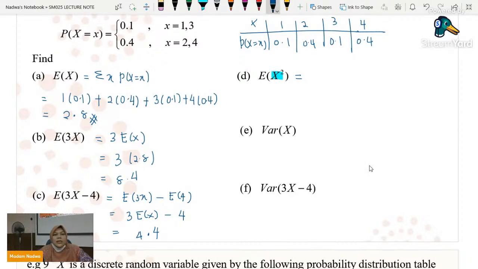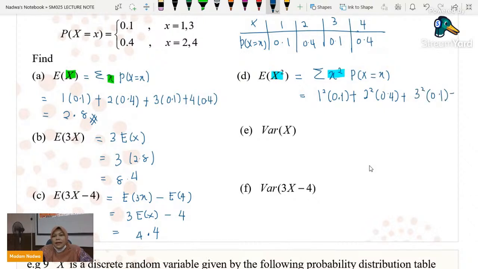So kalau tadi summation of X darab dengan P(X = x) untuk E(X), kalau E(X squared) dia adalah summation of X squared multiply with its probability. Okay, nampak beza dia? Apa beza dia? Beza dia tadi kita darabkan dengan X, sebab dia nak E(X). So kalau dia nak E(X squared), kita darabkan dengan X squared lah. Okay, so X squared adalah 1 squared multiply with 0.1 plus 2 squared multiply with 0.4 plus 3 squared times 0.1 plus 4 squared multiply with 0.4. So the answer is 9. Jangan takut, tak salah.